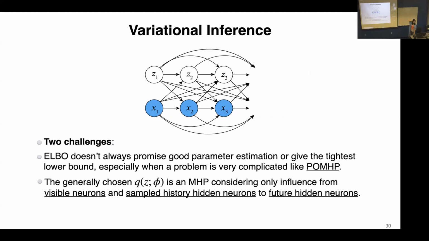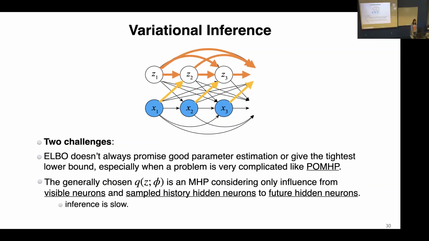Another thing is the Q distribution. The choice of Q distribution is non-trivial. Previously in the BNN case, we just assumed Q to be Gaussian. Sounds super simple, but here Q cannot be Gaussian because Q is a distribution over a sequence of Z, and there is certainly a lot of dependence there. In previous work, people assume Q to be another multivariate Hawkes process, but they only consider dependence from visible to hidden neurons, or from hidden history to the hidden future.